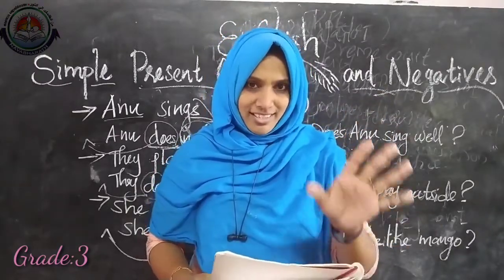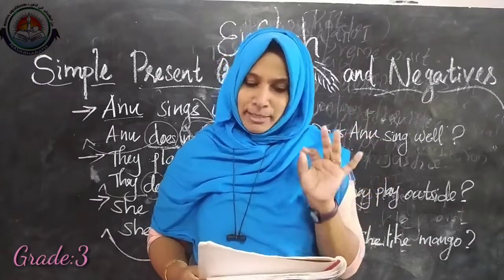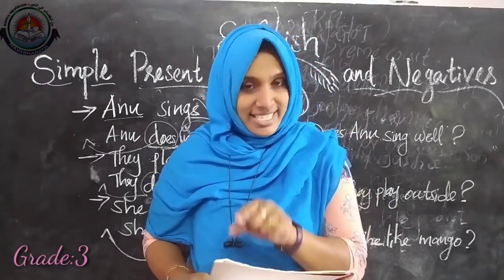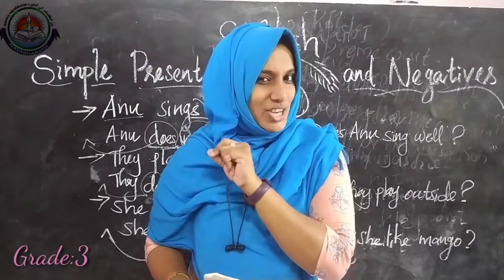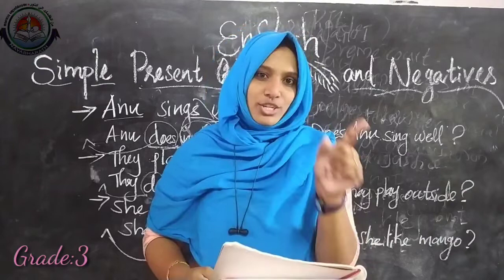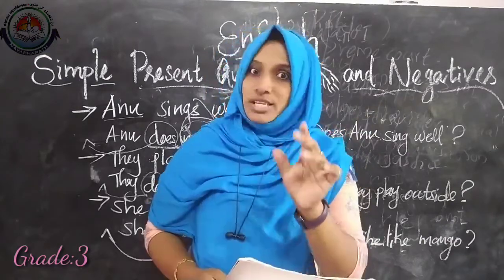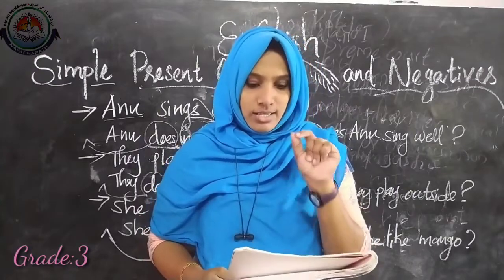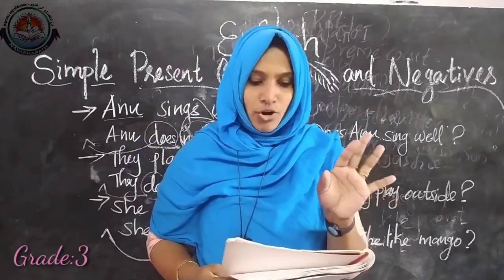Then see, children, B. Does your friend play football? No, my friend do not or does not? My friend, only one friend is there. So for singular, we will always use does. You can see in that question itself, it begins with does. So, no, my friend does not play football.